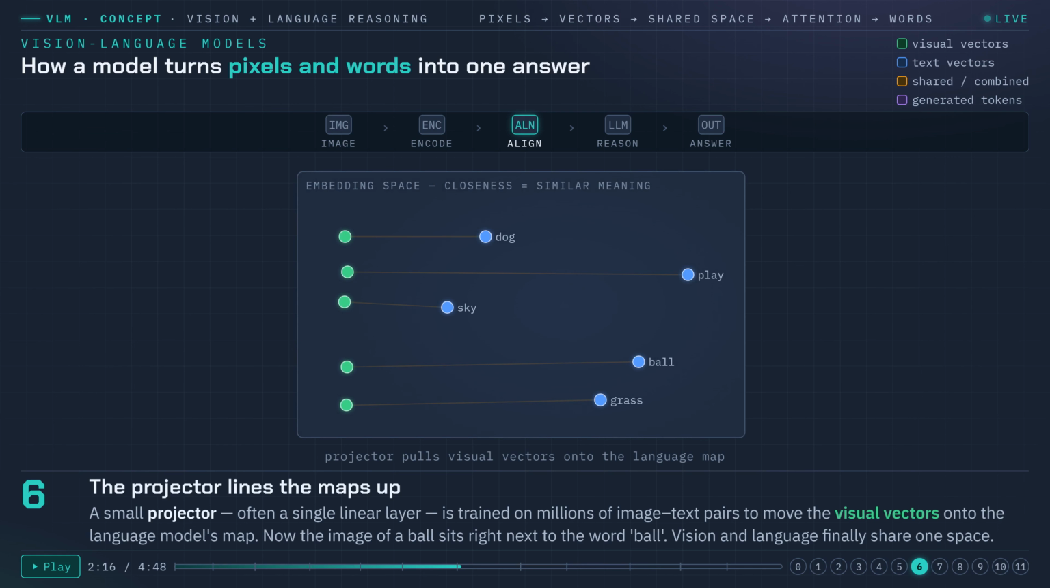This is the projector's job, often just a single linear layer. Trained on millions of image and text pairs, it moves the visual vectors onto the language model's map. Each image point slides across until it sits beside its matching word. The picture of a ball now sits right next to the word ball. Vision and language finally share one space.